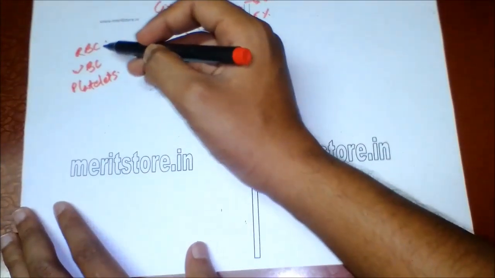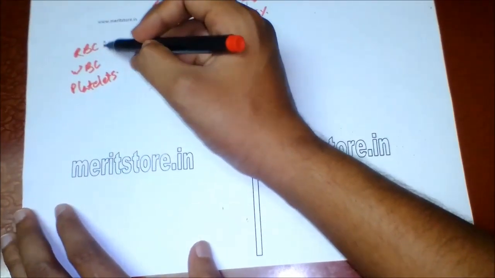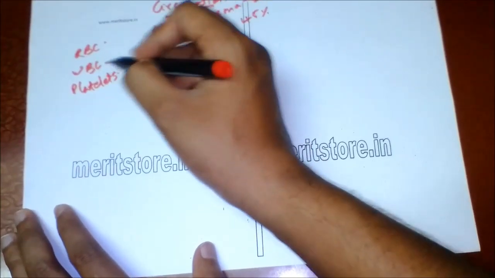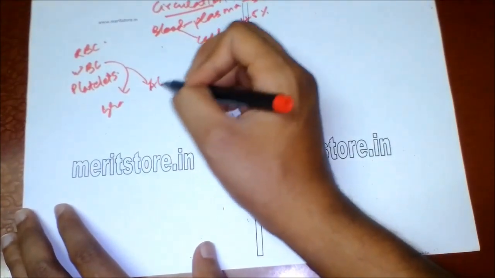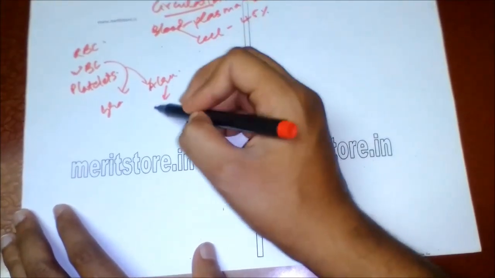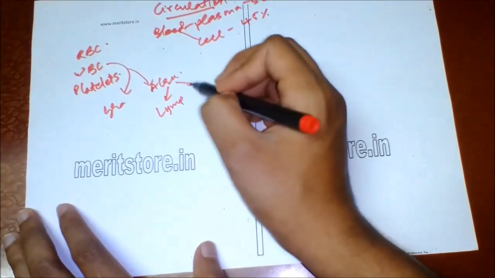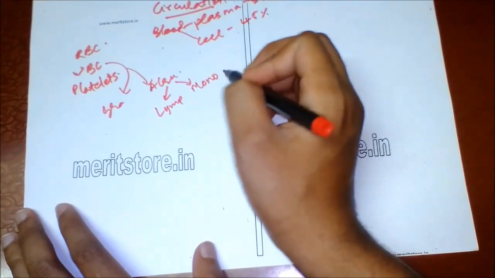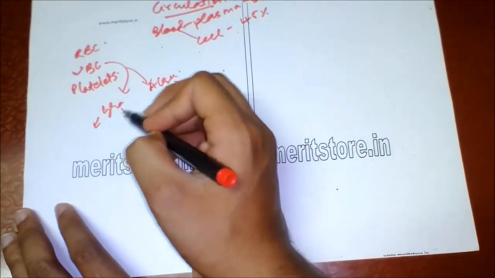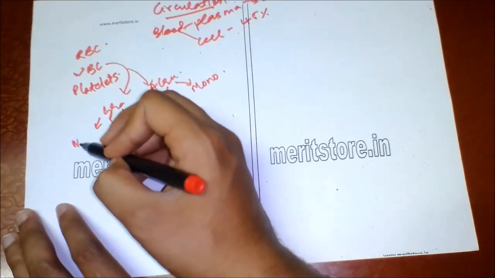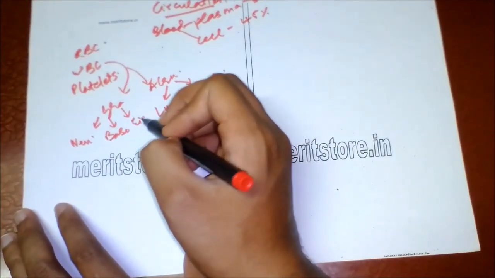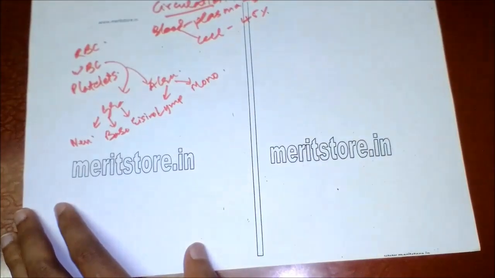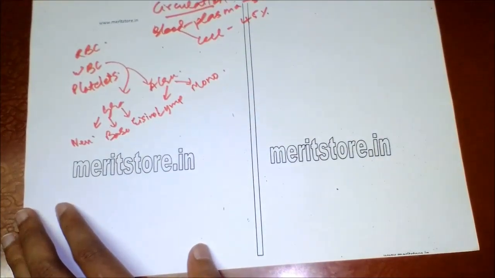The classification of cells, WBC and RBC, is important. WBC is classified into granulocytes and agranulocytes. Agranulocytes consist of lymphocytes and monocytes. Monocytes are known as scavenger cells. Granulocytes are divided into three types, which are neutrophils, basophils and eosinophils. So these are the classification of the cells of circulation.